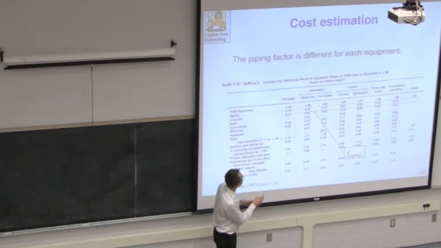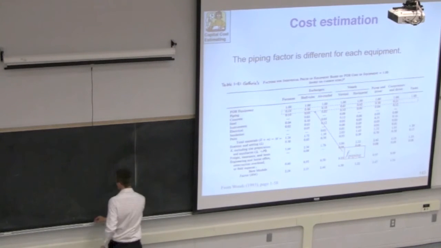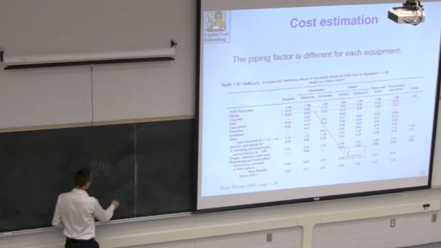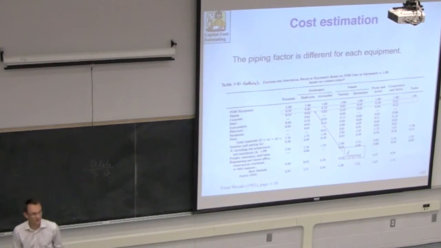So piping then is essentially, we can say piping is going to cost 0.46 divided by 3.37. That's the fraction, the percentage, of what piping is going to cost you within that total bare module upgrade. Clear so far on that explanation?